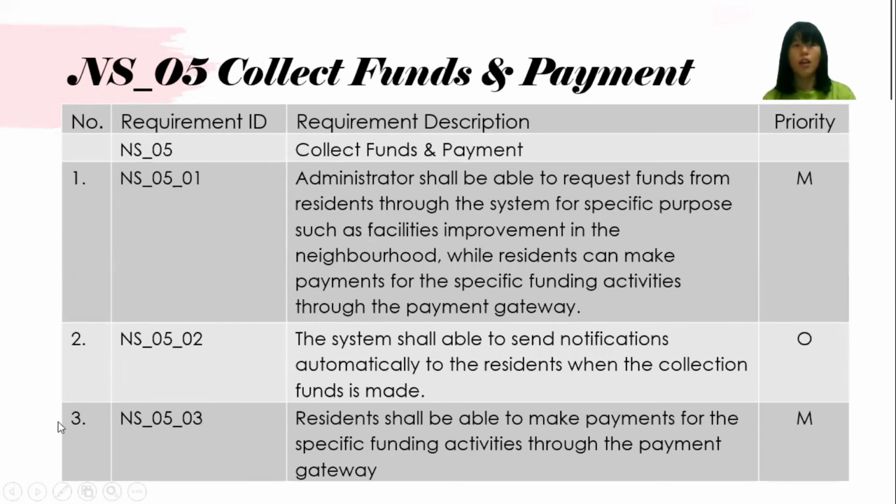Neighborhood System 5, collect funds and payments. Administrators shall be able to request funds from residents through the system for specific purposes such as facility improvement in the neighborhood. The system shall be able to send notifications automatically to the residents if the administrator has successfully made a fund request. Residents shall be able to make a payment for the specific funding activity through the payment gateway.